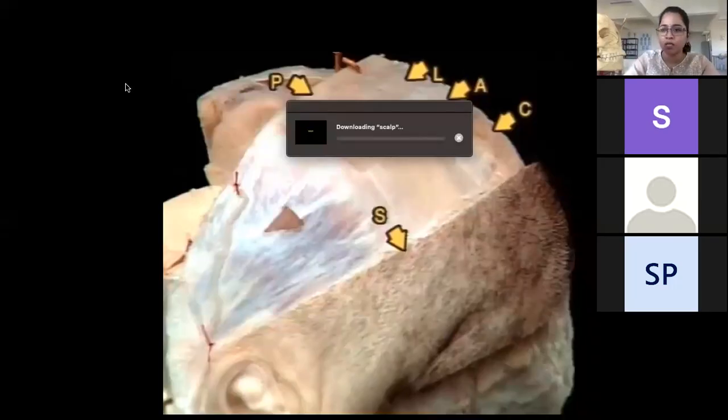Okay. So galea aponeurotica is the third layer, and we are talking about the rest of the layers, that is the skin. This is how, when we dissect, we can see the skin layer, and below the skin, we can see the connective tissue. Below that, we can see aponeurosis, the white fibrous layer. You can see all this.